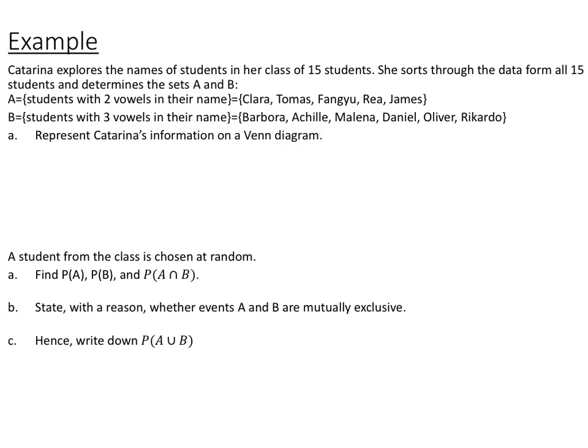This next example says that Katerina is exploring the names of students in her class of 15 students, and she sorts the data and determines two sets. Set A are all the students who have 2 vowels in their name, and so then she lists out all the students who have 2 vowels. And then set B are all the students who have 3 vowels in their name, and she lists out the students who have 3 vowels. So go ahead first and pause the video and write a Venn diagram that represents this situation.